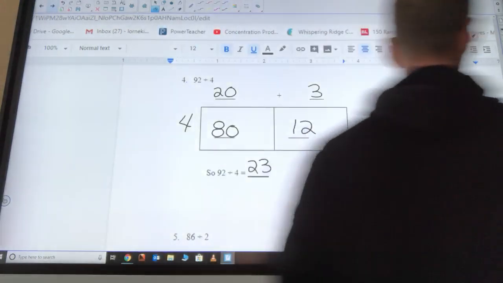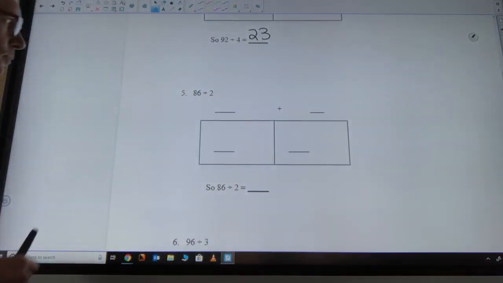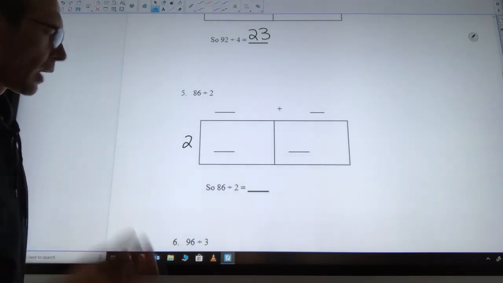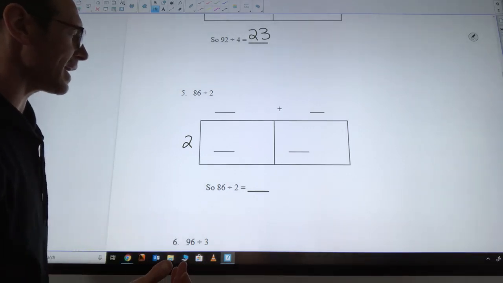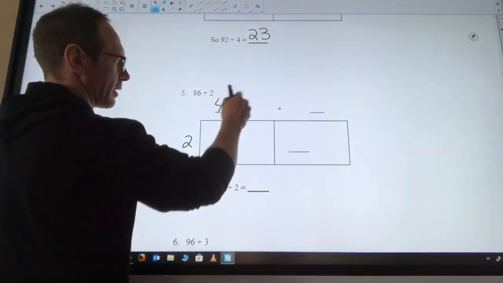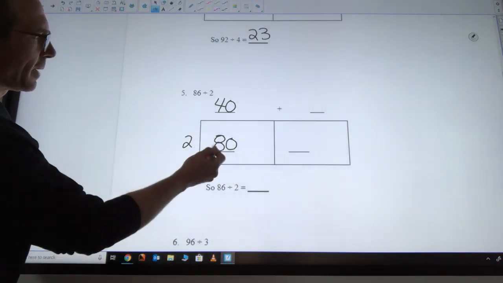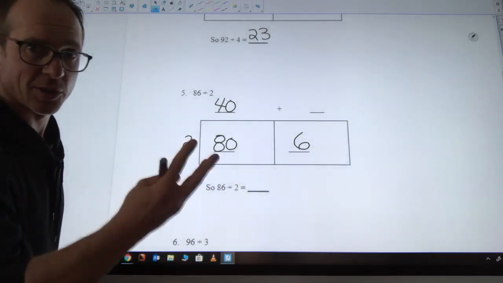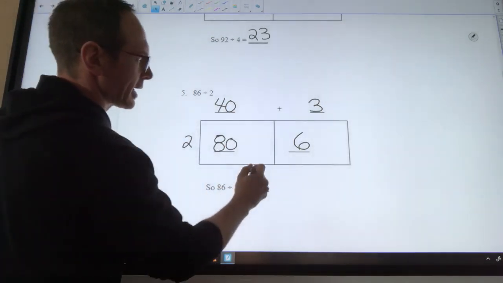Number 5. 86 divided by 2. So I know 10 times 2 is 20. 20 times 2 is 40. 30 times 2 is 60. 40 times 2 is 80. And 50 times 2 is 100. Oh, 50 times 2 is too much. So it's going to have to be 40 something. 40 times 2 is 80. Then to get from 80 to 86 is going to take 6 more. Now my question is 6 divided by 2. Well, 6 divided by 2 is just 3. So 40 and 3. 43 times 2 is 86.